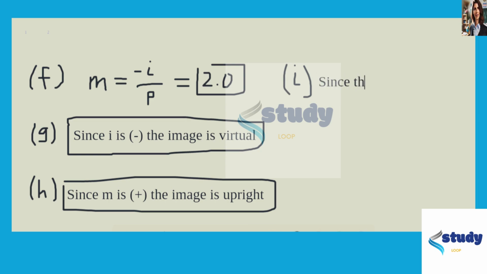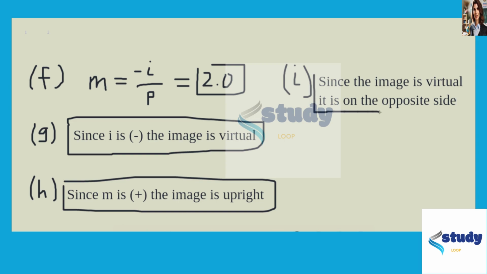But since the image is virtual, it is on the opposite side. That's because these are mirrors. If it was a lens, a virtual image would mean it's on the same side, but it's a mirror, so a virtual image means it's on the opposite side.